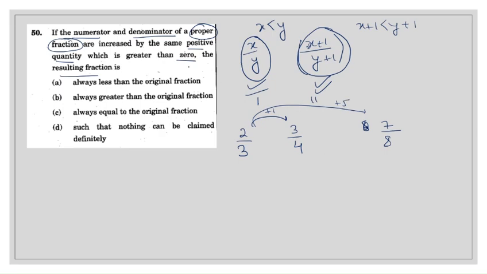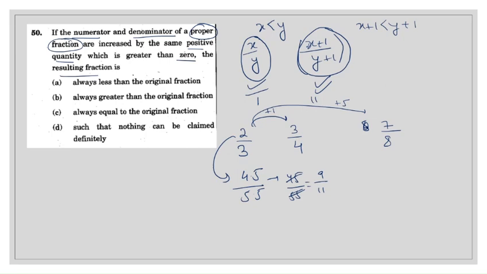So it says same positive quantity. We could have also added, for example, 2.5. Then it will be 4.5 upon 5.5. After converting, it will be 45 upon 55, as we multiply both the numerator and denominator by 10. Then this will be the resulting fraction. After cancelling it out, it will be 9 upon 11. So these are the resulting fractions that we might receive because they're asking about a positive quantity if we are increasing.